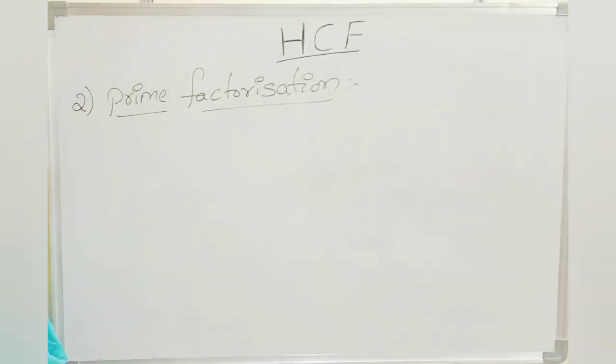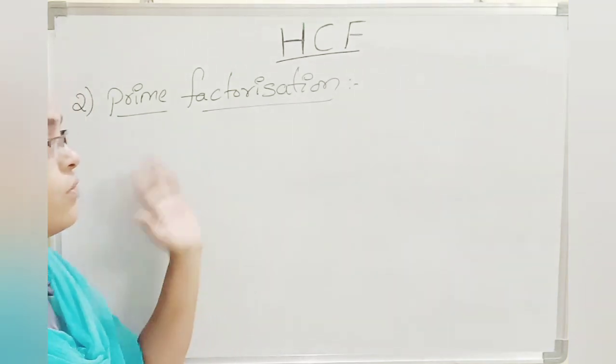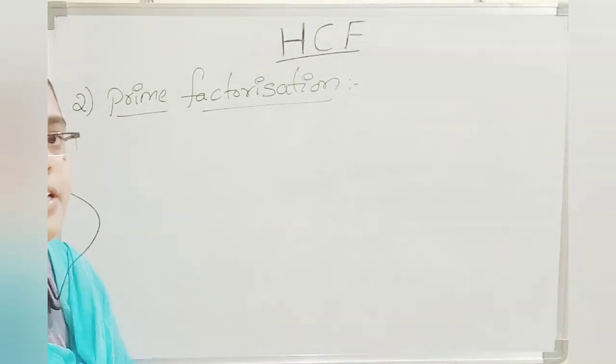Now see the second method, that is the prime factorization method. In this method, for the given numbers, first we need to write the prime factorization. Prime factorization is nothing but the prime factors of the given number. So from that prime factorization we can find the HCF.